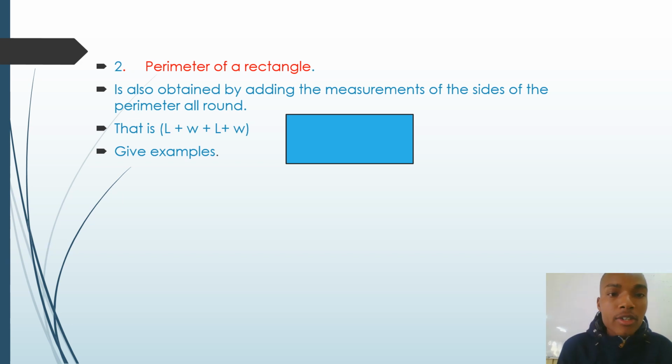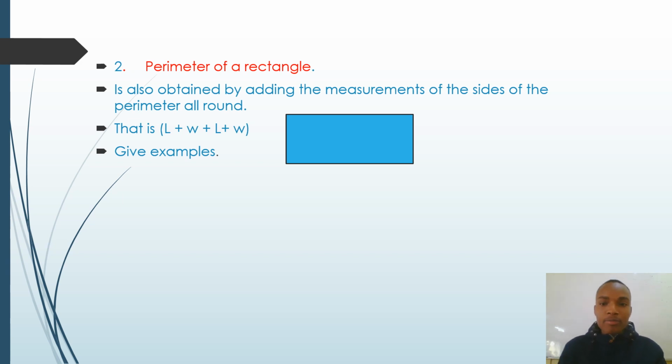So we are going to look at the perimeter of a rectangle. It's also obtained by adding the measurements of the sides all round. For you to get the perimeter, you find the distance all around the figure itself. So the formula for the perimeter of a rectangle is length plus width plus length plus width, or simply 2 into length plus width.